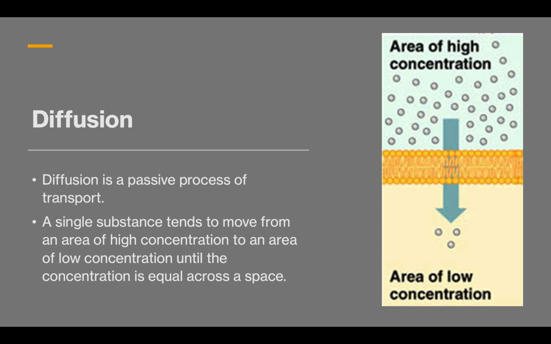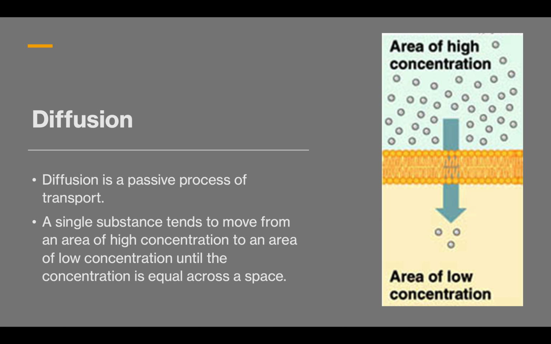So now let's talk more about diffusion. Diffusion is a type of passive transport. It's a passive process of transport. A single substance tends to move from an area of high to low concentration, just like we said, until it is equal across a space. So until it reaches that area of equilibrium.